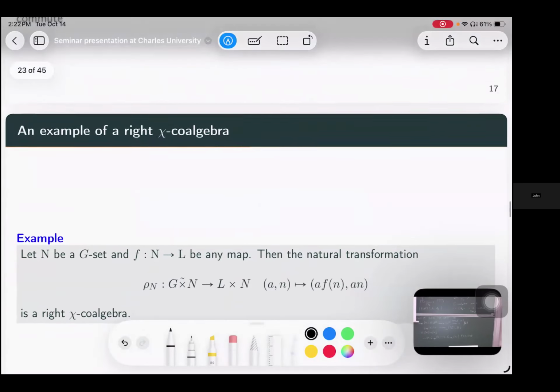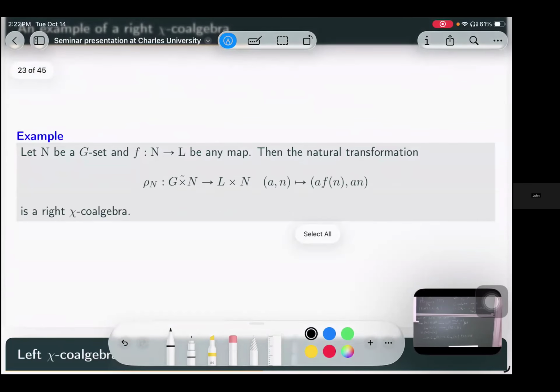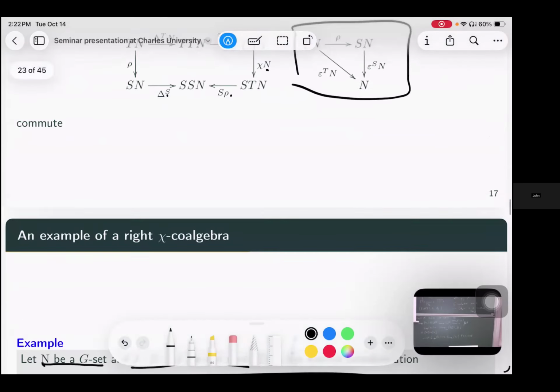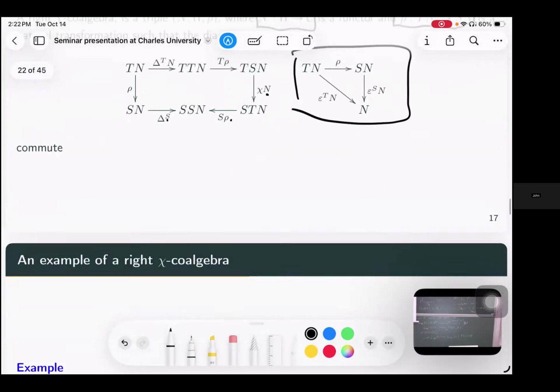So an example of a right chi co-algebra is this. Take N to be a G-set. F is any set map. Then a natural transformation, rho n from G cross theta n to L cross n, which takes any pair (a, n) to (a f(n), comma, a n). This is a right chi co-algebra. So in other words, this very map must satisfy these two diagrams.